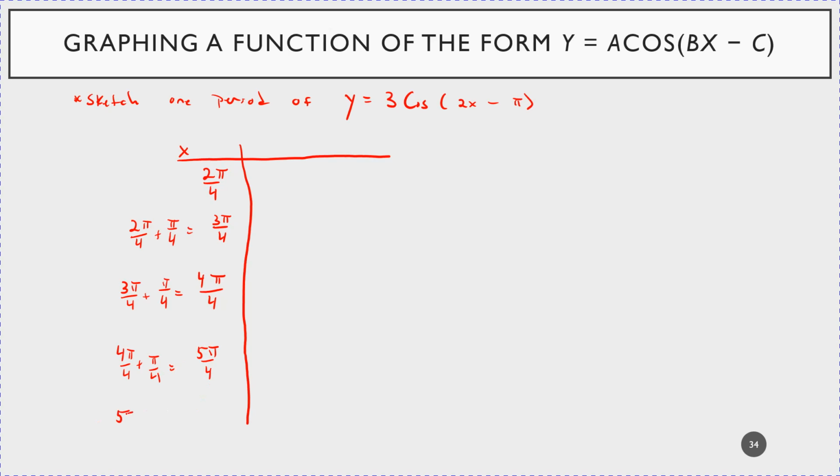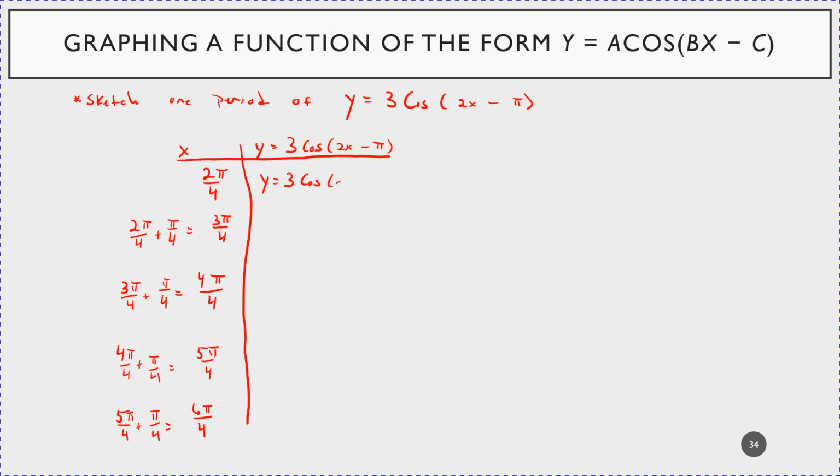And then 5 pi over 4 plus pi over 4 gets me 6 pi over 4, which is 3 pi over 2. All right, but look, here's the deal. When you plug these in, remember, you're going to end up getting cosine of 0, cosine of pi over 2, cosine of pi, cosine of 3 pi over 2, cosine of 2 pi. Just boom, boom, boom.